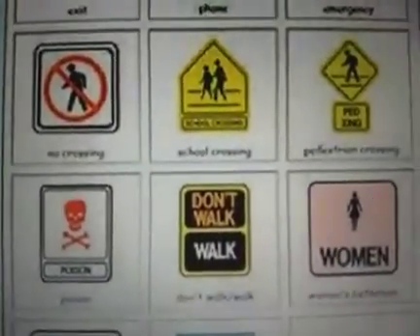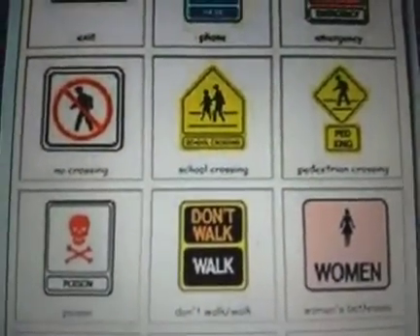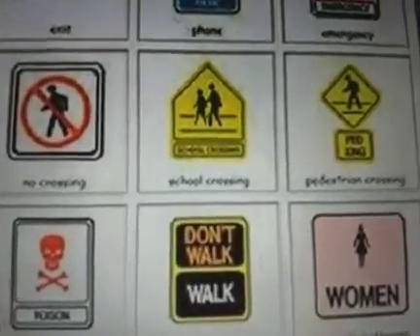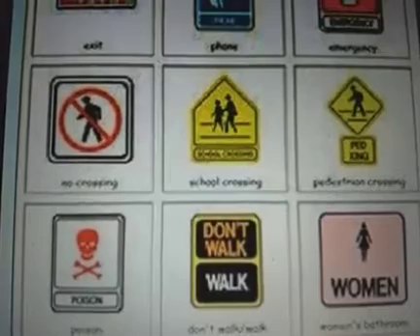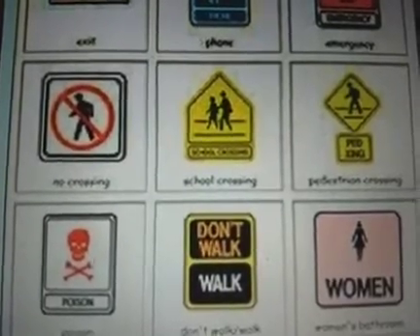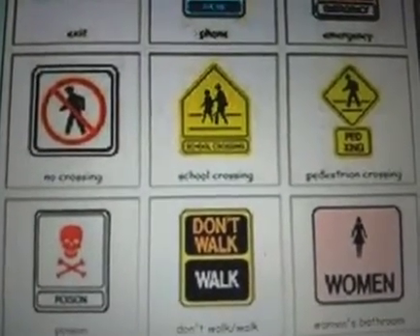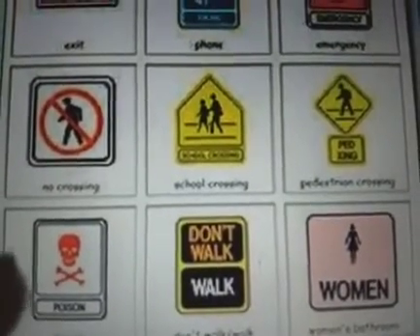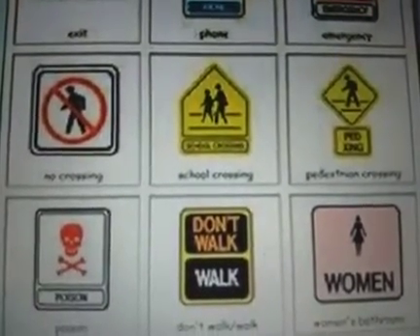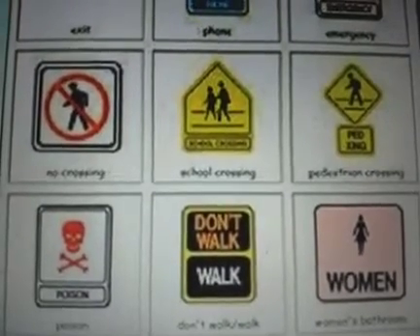Now we have this one as well. This is a danger sign. You see it very often. It is sometimes there on the bottle of phenyl that we use at home, because it is poisonous. So this danger sign is given. That means this is not for drinking.